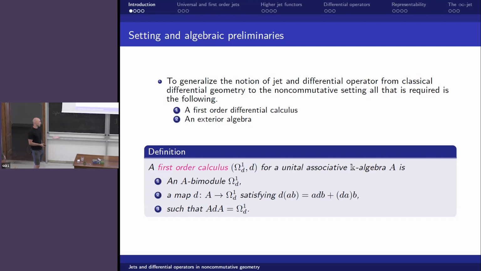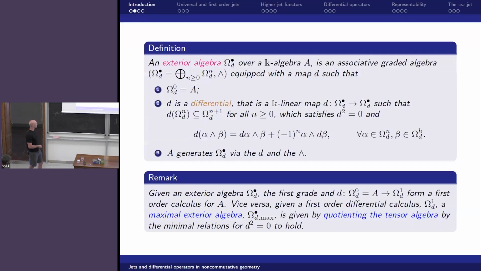So here, the analog, what we need in order to build a notion of jet is a first order calculus for most of the constructions. And sometimes the constructions will depend on higher degrees of your exterior algebra. And these are both notions we've come across in the earlier talks today. So a first order calculus, I won't really focus on this much, but let's look at an exterior algebra.